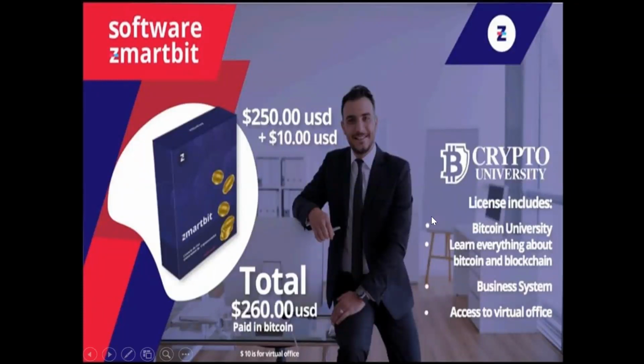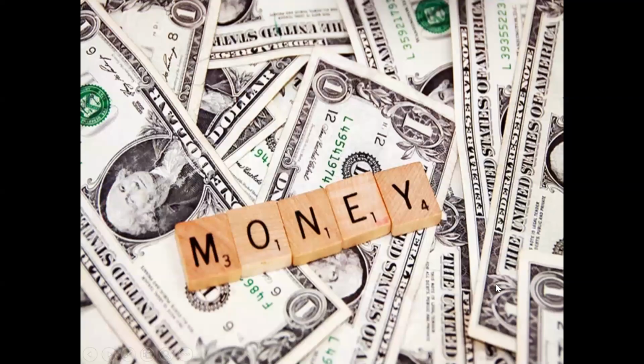And again, for those of you who may not know exactly what we're talking about, if you're looking at this for the first time, you perhaps have seen only this video. We're talking about joining Zmartbit software. The cost is $260. $10 of it goes towards the software developers, and from the $250, a 50% commission is made. You earn 50% of that, which goes to you and to your upline. So again, I refer to previous videos.